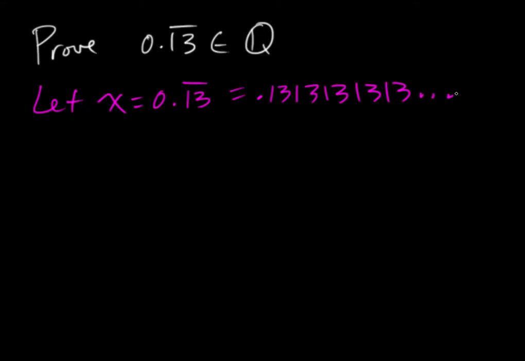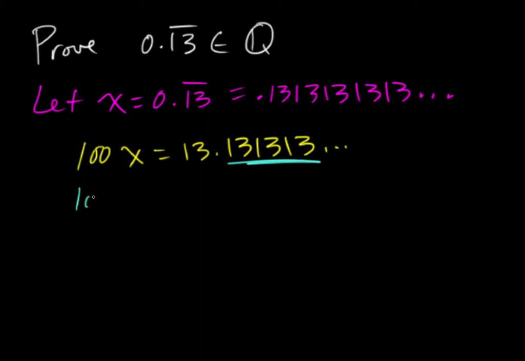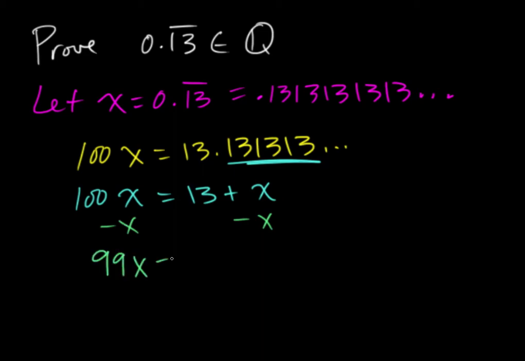Now, if we multiplied both sides by 100, we would get 100x is equal to 13.131313, etc. And then this portion is equal to x. So now 100x is equal to 13 plus x. And if we just take that x and subtract it onto the other side, we're going to get 99x is equal to 13.